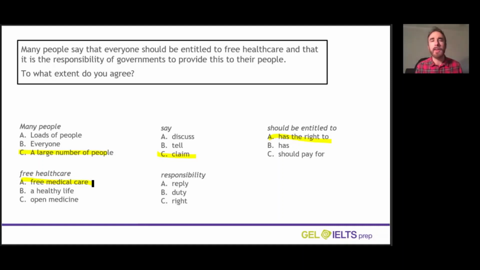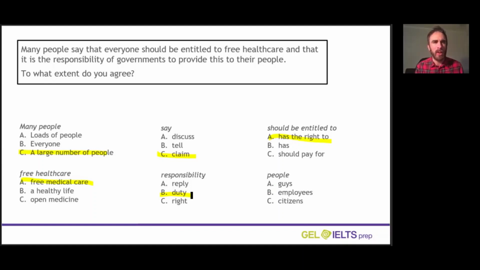Responsibility. Look at the next question below this video and choose the correct synonym for responsibility. The correct answer is duty, B. Duty is a synonym of responsibility in this context.